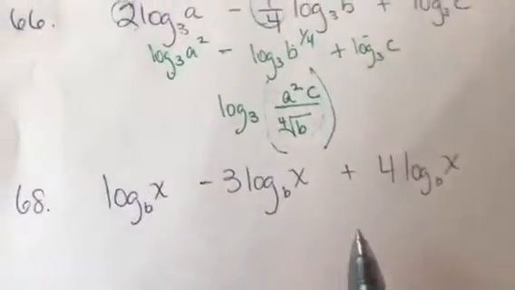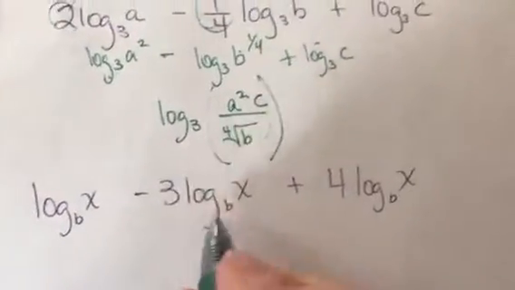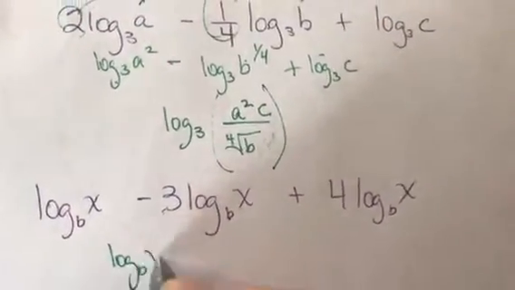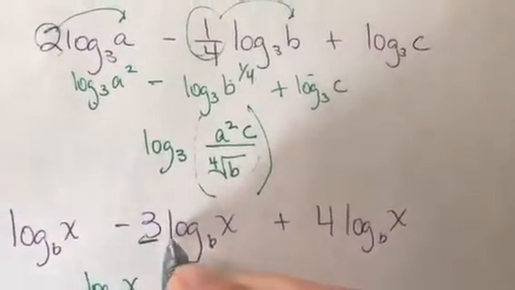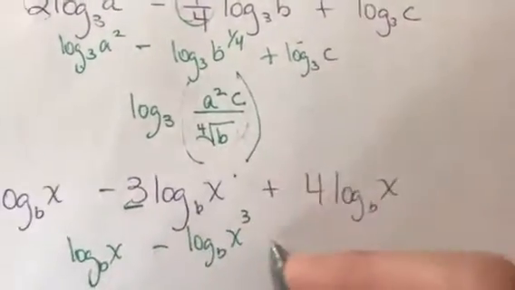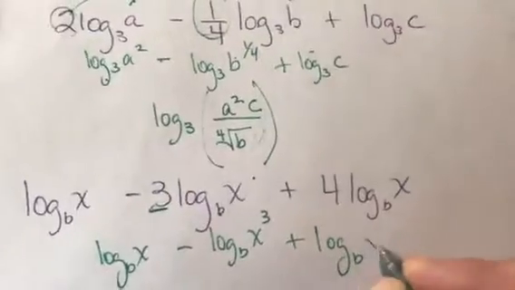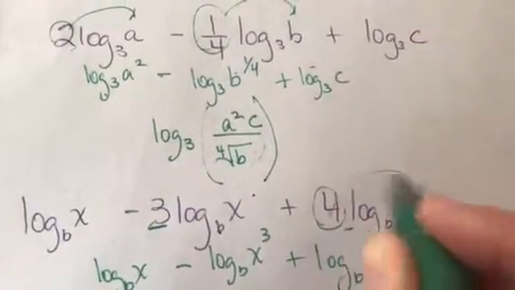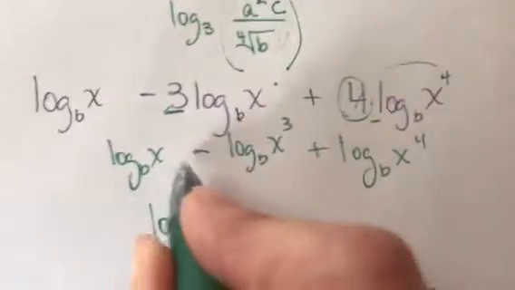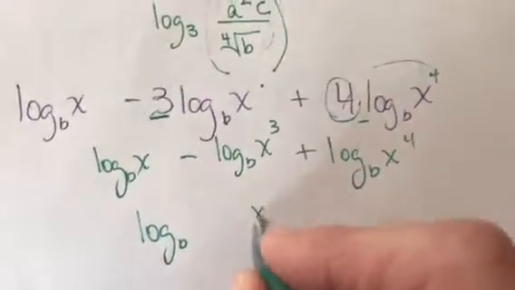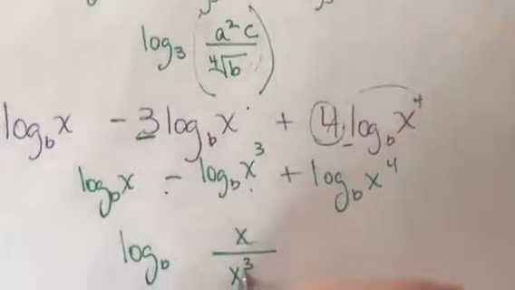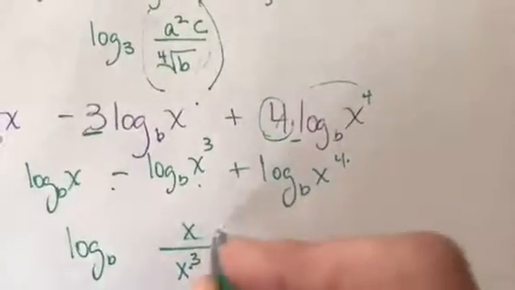What I noticed here is they're all base b. There's that one with a number right in front of the log, so I can write it as an exponent. Just swing it up. Same thing here: log base b of x to the 4th. You take the number in front of the log, and it is an exponent. So now I have log base b of x over x to the 3rd. If I'm subtracting, it's going to go in the denominator. If I'm adding, it goes in the numerator.